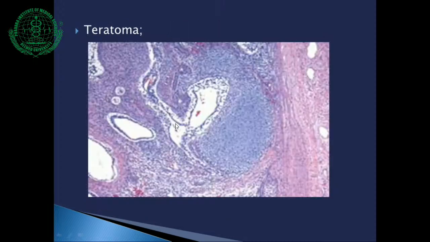This is a microscopic structure showing the presence of various tissues like cartilage over here, adenoid tissue, that is glandular tissue, fat tissue, mesenchymal tissue. This is the classical picture of this teratoma.